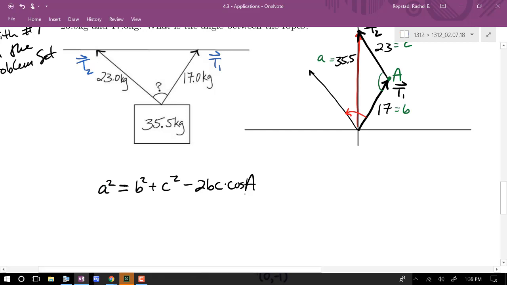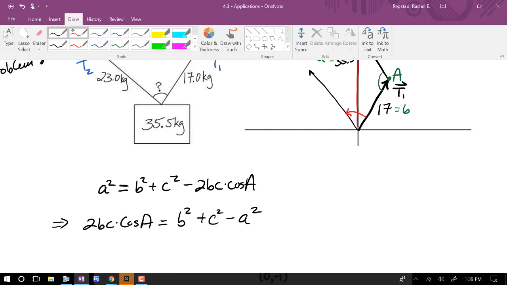All right, let's go to town. We're going to find cosine of A, so I think I will do the algebra first. If I throw the 2bc cosine of A on the left and subtract a squared from both sides, we get the following. And then we divide by 2bc.